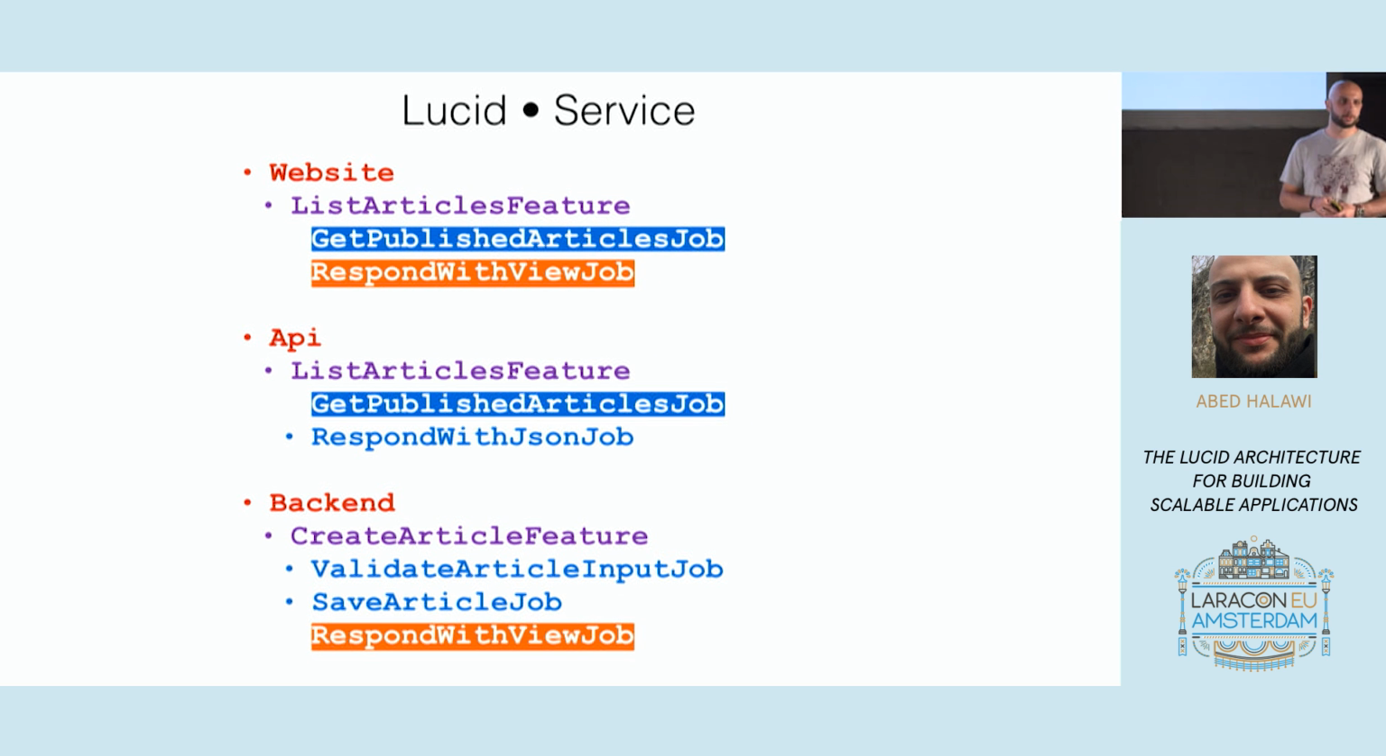Now, when it comes to jobs, it is different. Because if you look at the job in the blue, the way we would get published articles is the same. We're just fetching published articles from our database, right? It is not different from one service to another, which means jobs are interchangeable between features, and they can be used or reused as they are. So they're not a property of the feature, and they're not a property of the website, of the service. Where do they reside?